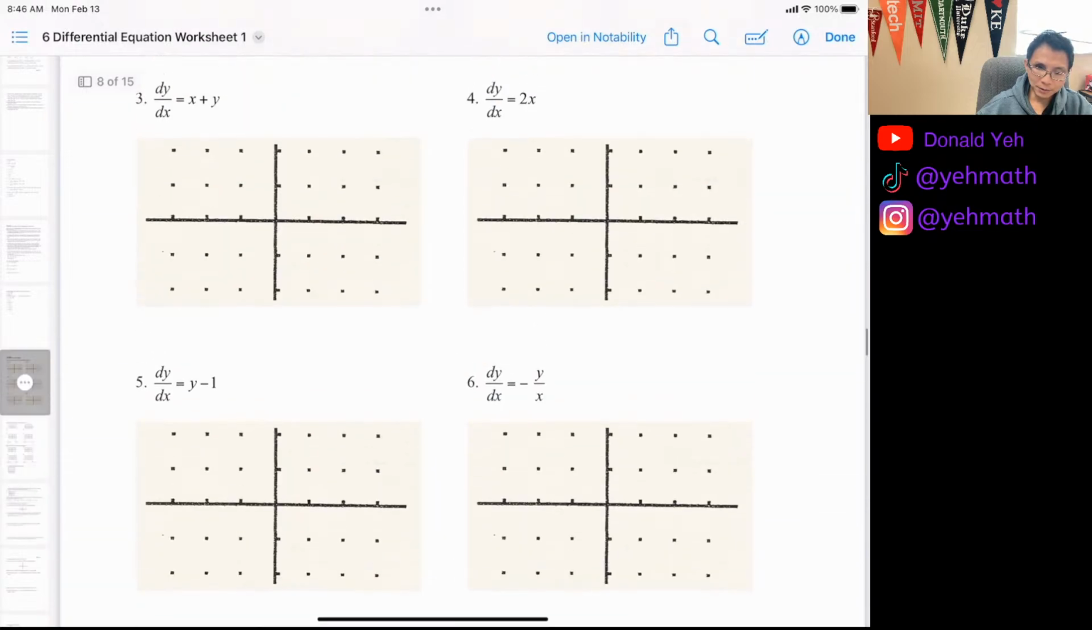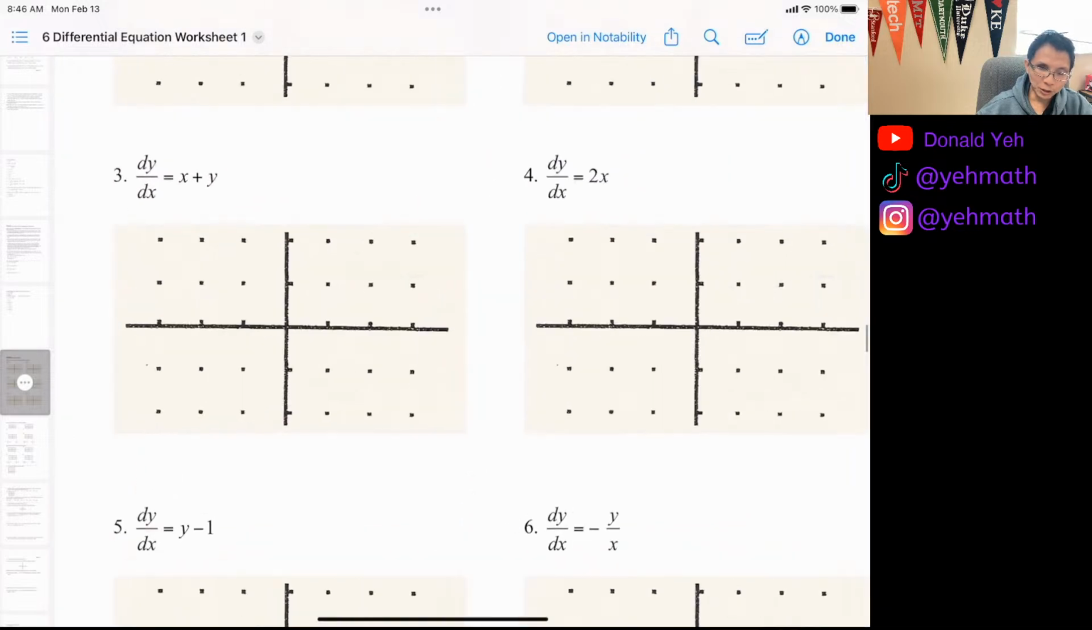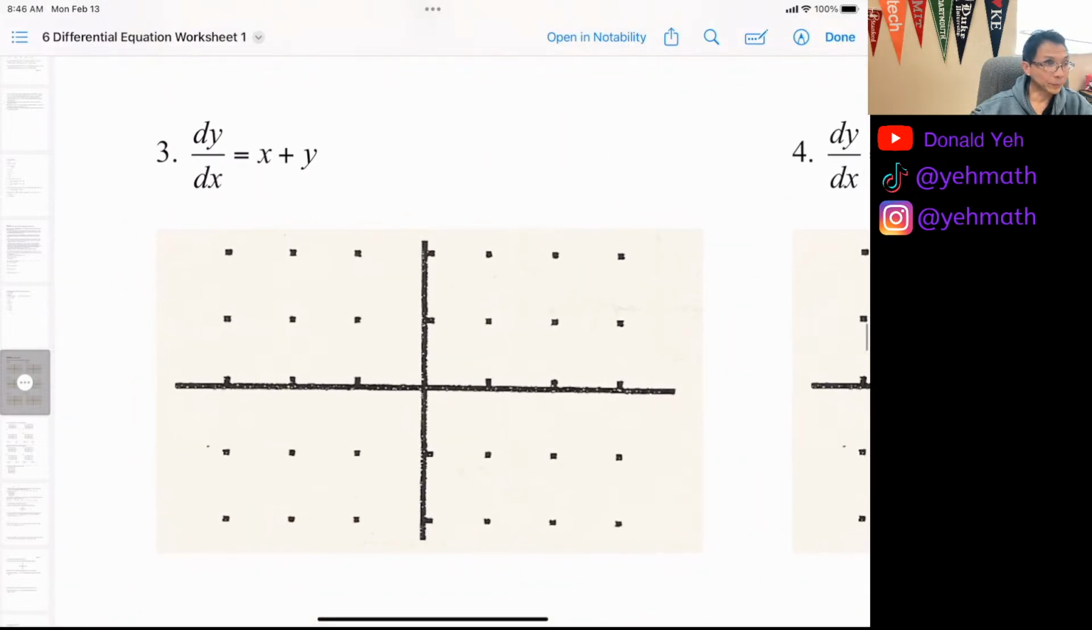So at first you have slope fields. You have to learn how to draw slope fields. So I want you to draw this particular one, number 3: dy/dx equals x plus y. This one's interesting. Again, look for where the zero slope is.